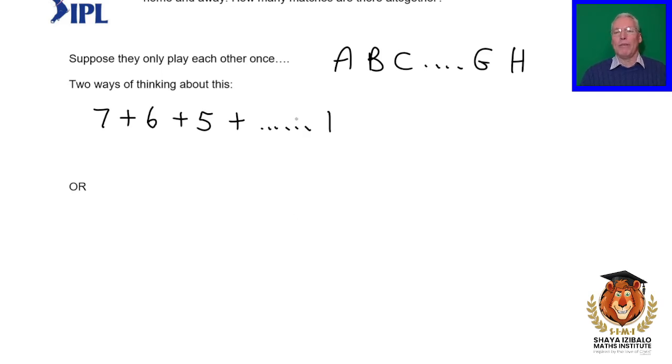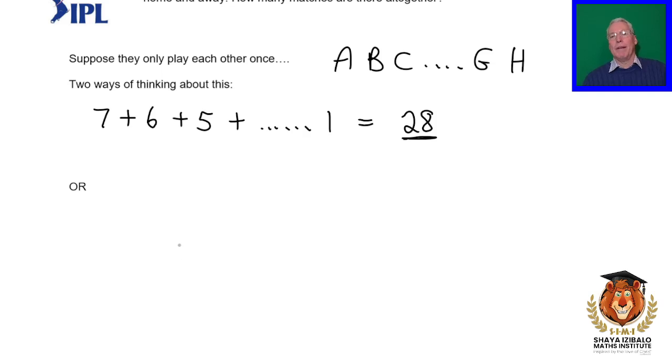Now, if we add up all the numbers from 1 to 7, we actually get 28. I'm hoping I'm right about that, but I think I'm right. We'll see in a moment.